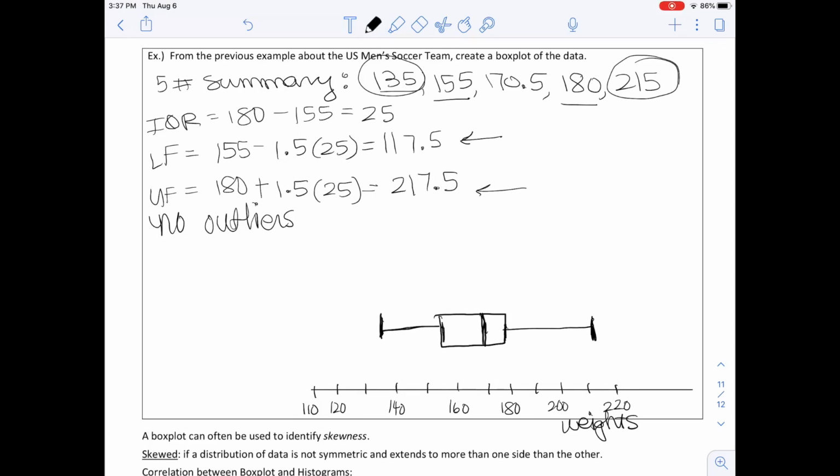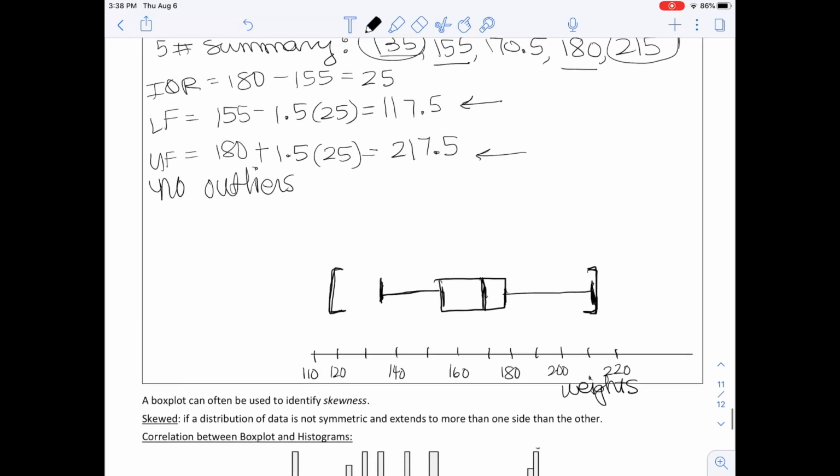I am also going to include my fences in this, and my lower fence was 117. Fences are represented by brackets. So there's my lower fence, and then my upper fence is at 217.5, so it is relatively close to that 215. So do the best you can with drawing that in. So this is our box plot. Check to make sure that you have that axis at the bottom labeled as weights.